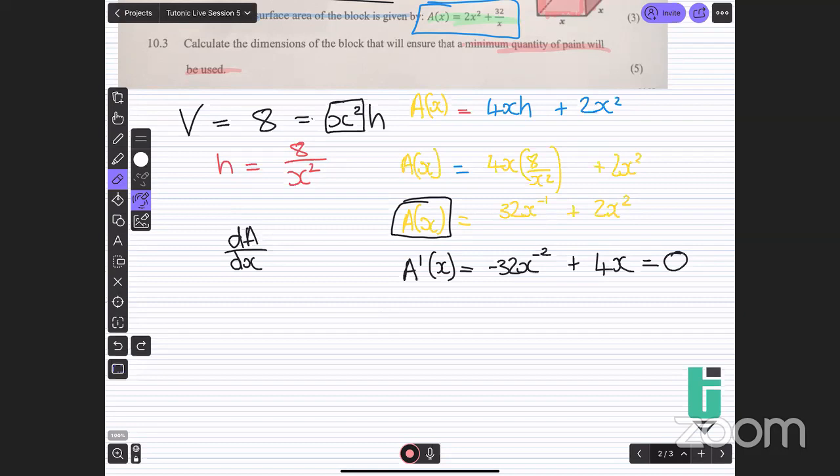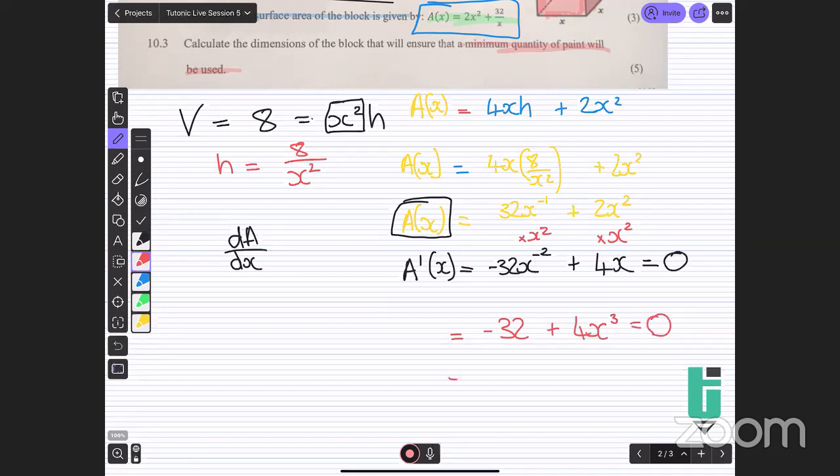Do you multiply everything by x squared? You can. Yeah, sure. You're multiplying both sides by x squared, which will get rid of the x to the minus. That's another way of doing it. So that will give you minus 32, because you're multiplying by x squared. And that will give you 4x cubed, right? Yes. Therefore, 4x cubed equals 32.